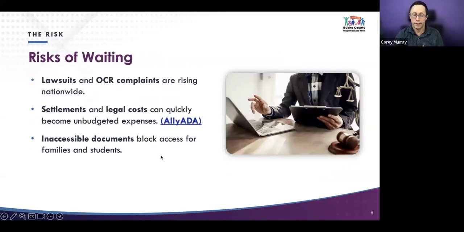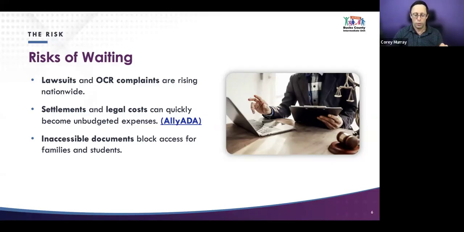The risks of waiting. Lawsuits and OCR complaints are rising nationwide. I have a stat that I've been talking about. I keep this piece of paper next to my desk because I've done so many of these. OCR complaints have tripled since 2024. That's significant. I mentioned to Rachel, I filed an OCR complaint against Disney for myself earlier this year.